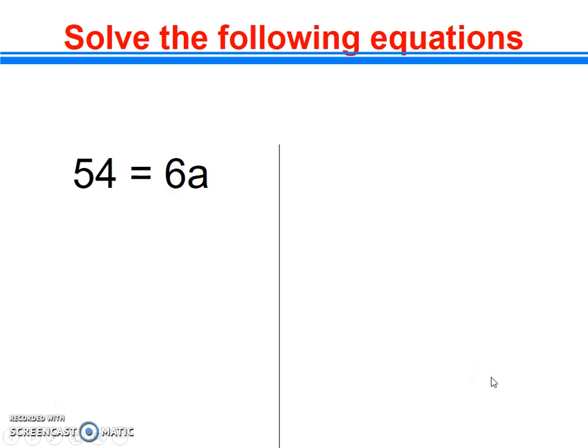All right, let's try a couple more here. For this one, I've got 54 = 6a. All right, and so what would be that first step that we would need to do? After we draw the line, what inverse operation are we going to do to get a by itself?